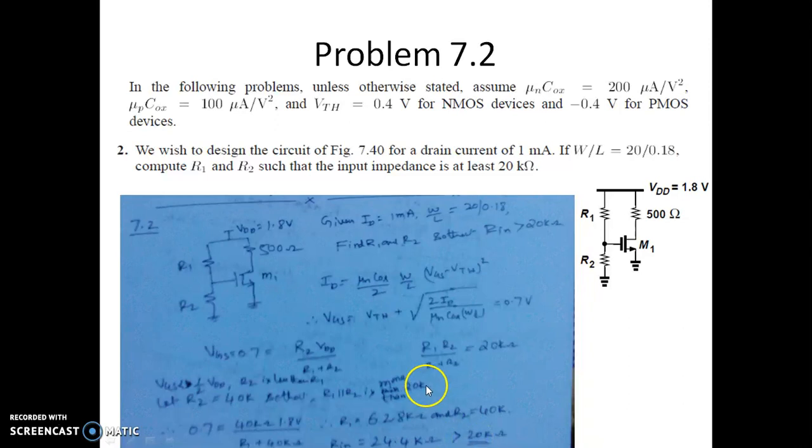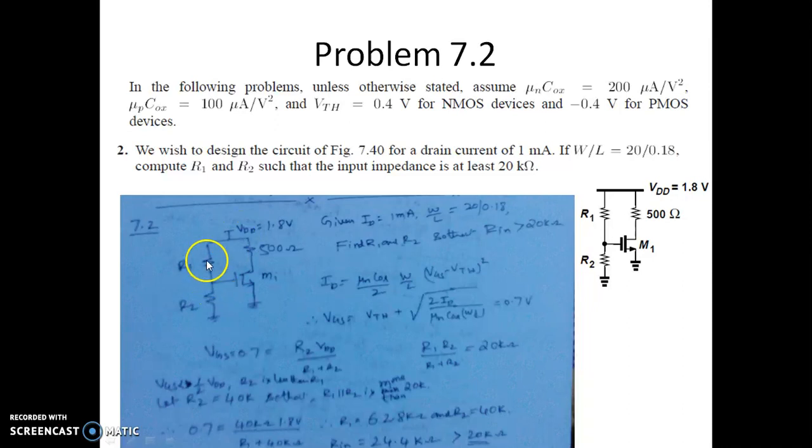Now the point here is, since the input impedance asked is at least 20 kilo ohm, we are finding out what voltage is required here. Since it is required to have 0.7 to have a current of 1 milliampere with W by L as 20 by 0.18, we estimated that the voltage here should be 700 millivolt. Since this 700 millivolt is obtained from this VDD, this voltage is certainly less than half of this.